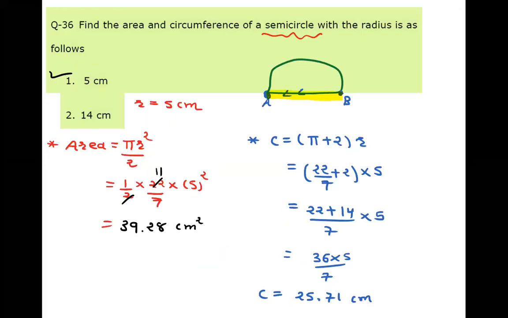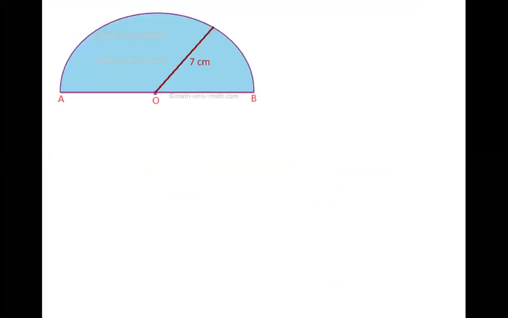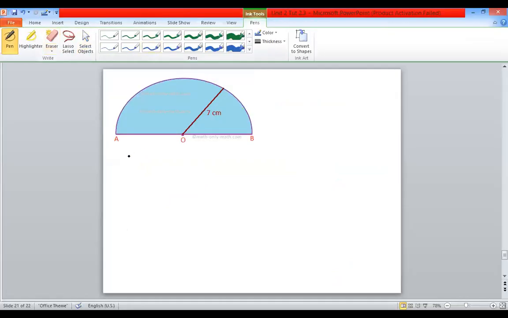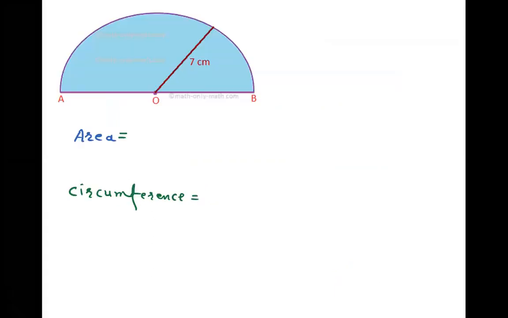So hope you are clear. The second question in your homework, you must try it. The next one on your screen is, yes, tell me this question. You can find the area and circumference. Tell me the area and circumference. This question is by the figure. What is the area of it and what is the circumference of it?